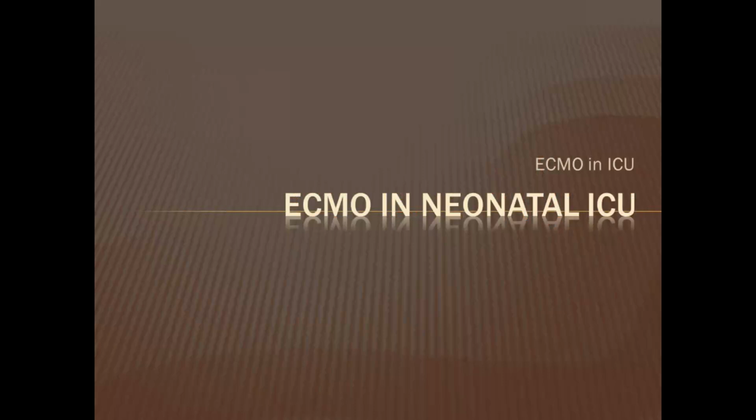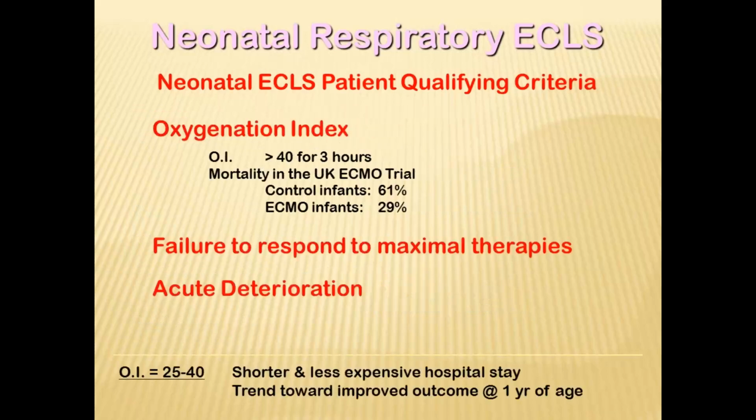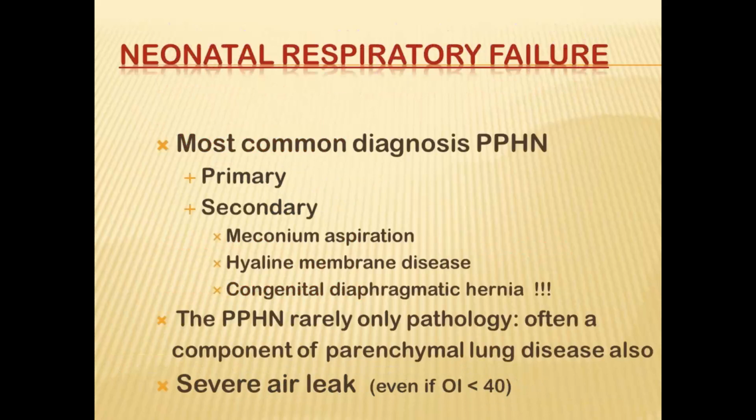ECMO in the neonatal ICU. Again, this is going to be discussed in pediatric and neonatal ICU as separate topics, so I'll just go through quickly. The indications remain the same, and qualification criteria are going to be there. Mostly in neonates they consider the OI as a condition to be thought of. You can think of ECMO starting with an OI of more than 25, and you can definitely put the patient on ECMO once the OI crosses 30. Once there is a failure to respond to maximal therapies, you can start thinking of putting the patient on ECMO.